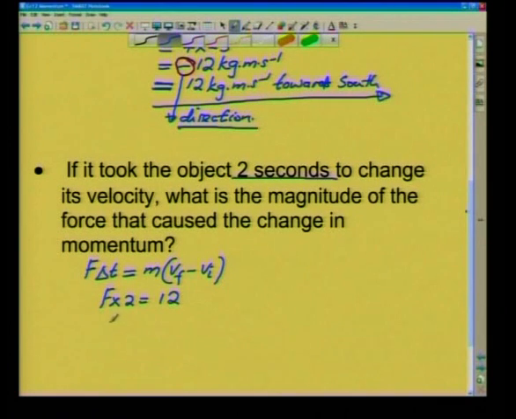Okay, so F would be equal to 12 divided by 2, and that will be 6. And what is F? F is force, and it is measured in newtons.